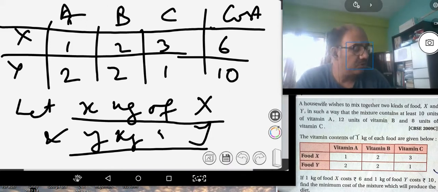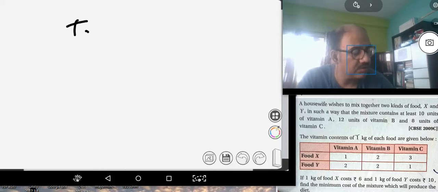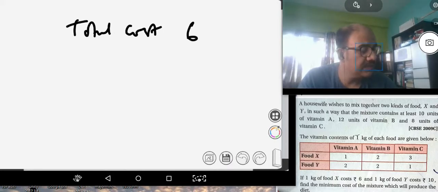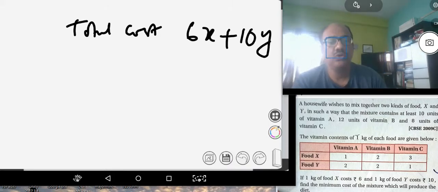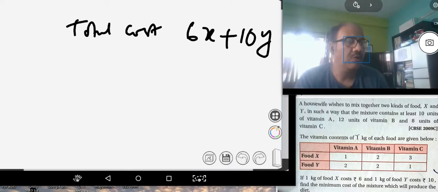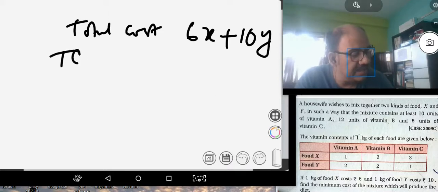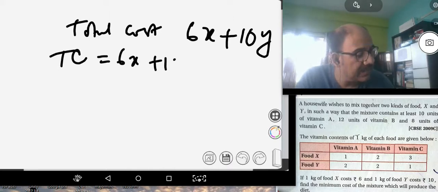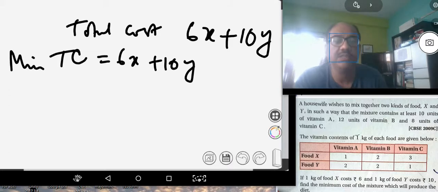Hence our total cost will be 6x plus 10y. She will obviously try to minimize the cost. As we have said, always we will try to minimize the cost. So we can write TC equals 6x plus 10y, and we have to minimize this. This is my objective function.